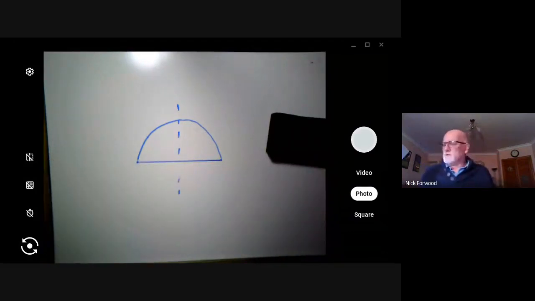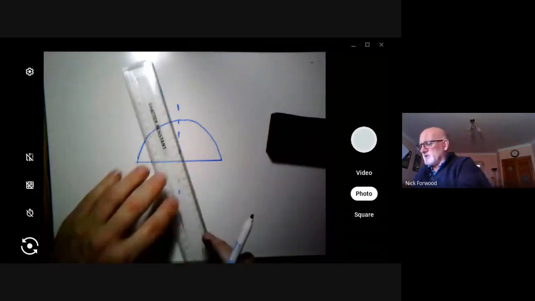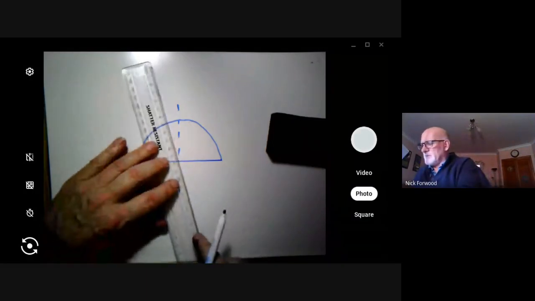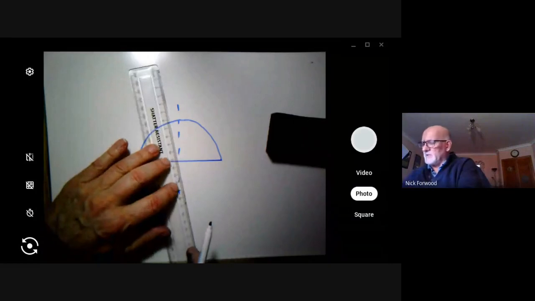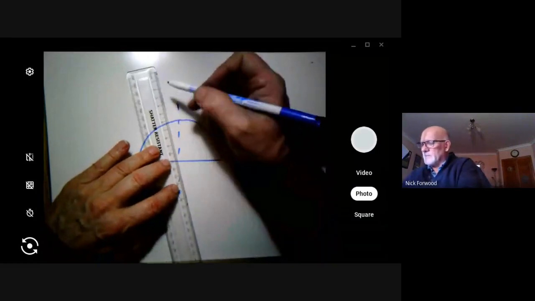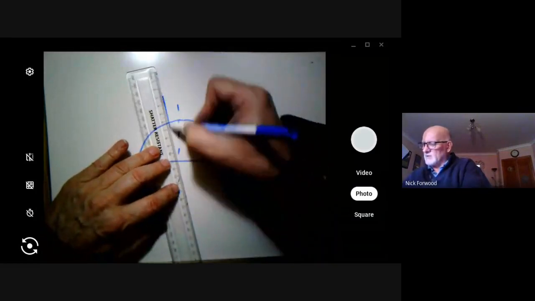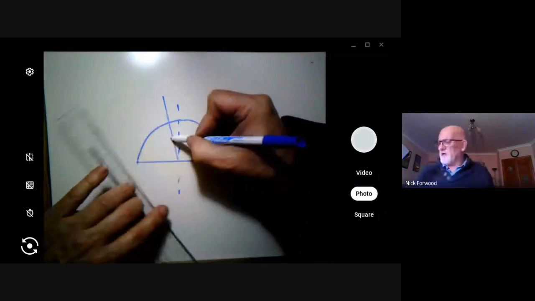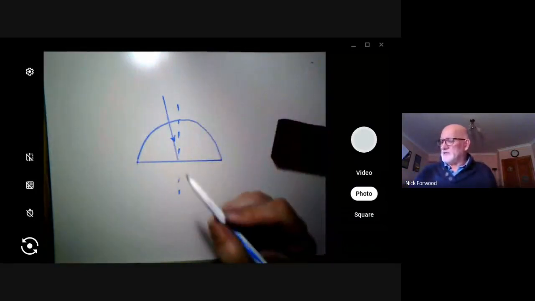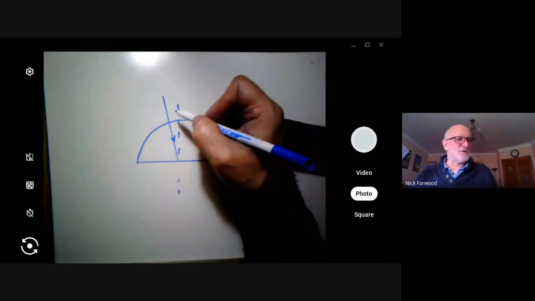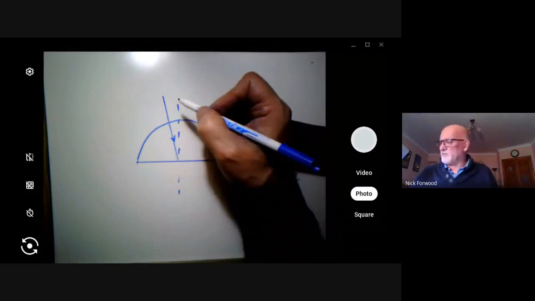Right, so there's my normal, there's my block of glass, and I'm going to draw a ray of light which is going to come in here at an angle. This is the blue ray. You could call them rays. I'm going to draw a number of different rays. I'm going to call this the blue ray or ray 1.